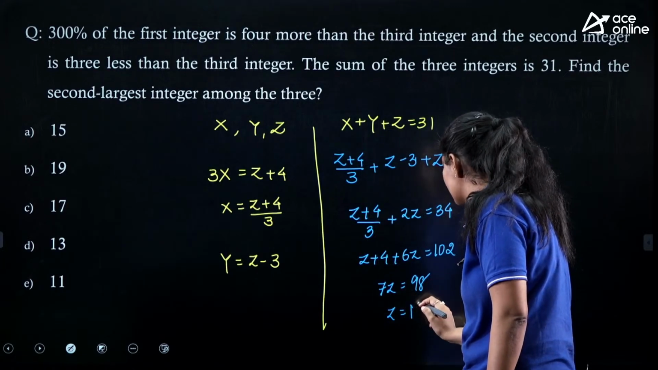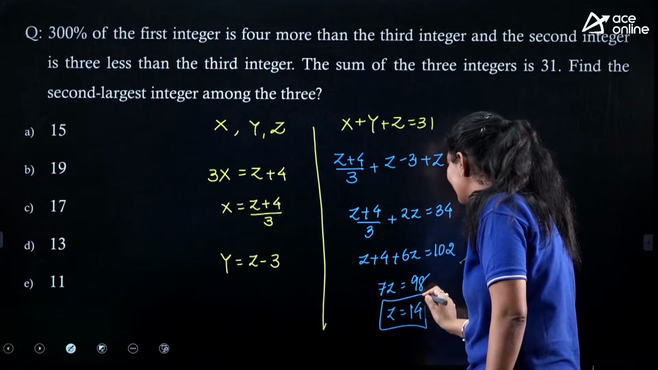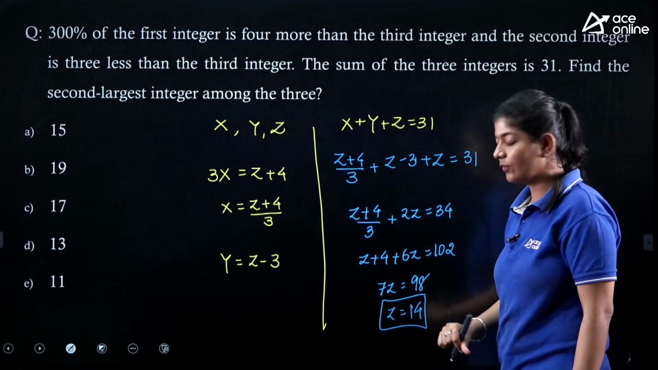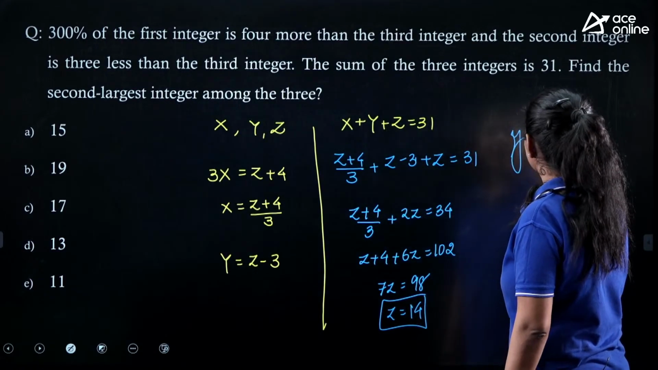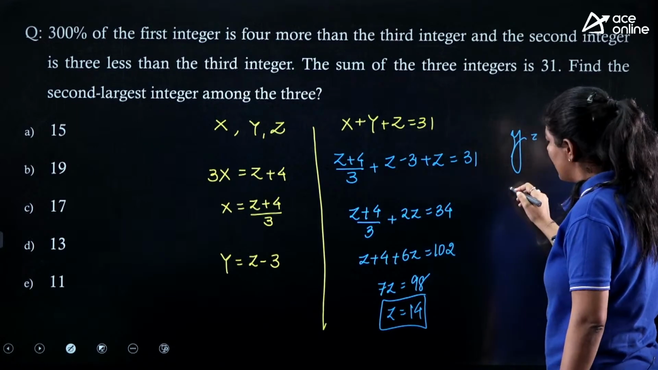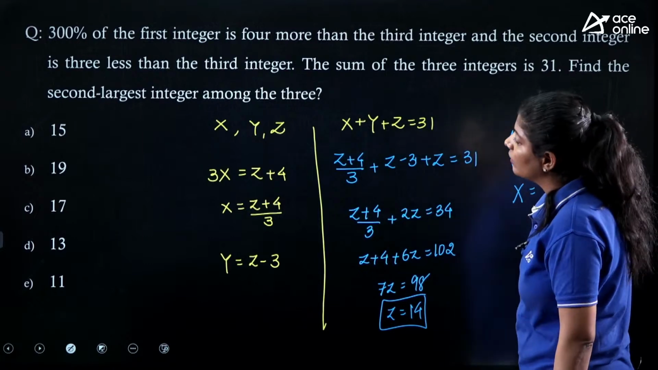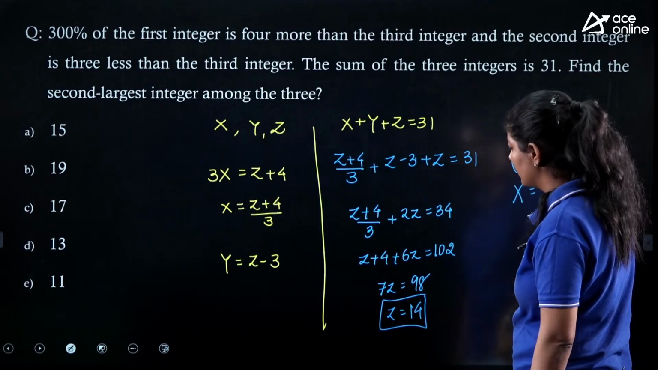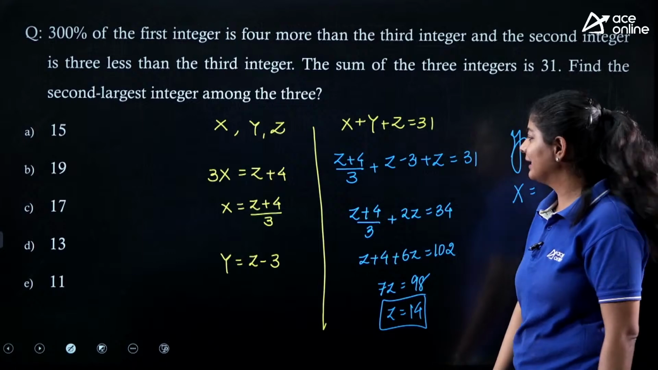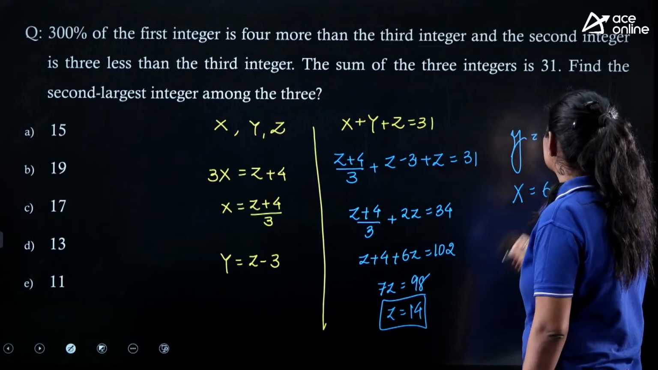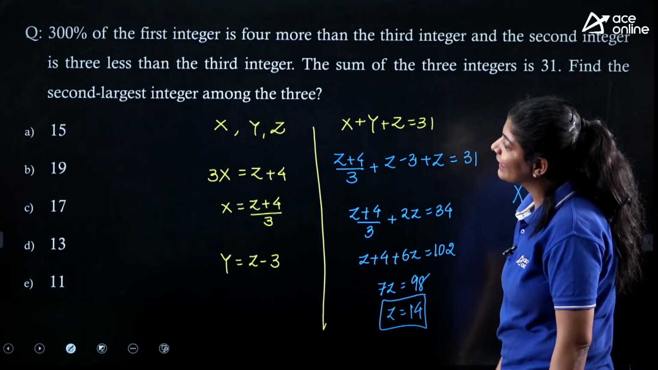over here is 14. If the value of z that we got over here is 14 and the value of y that we got over here is 11 and the value of x that we got over here is (14 + 4)/3, that is 18 by 3, that is 6, and we need to find out the second largest.